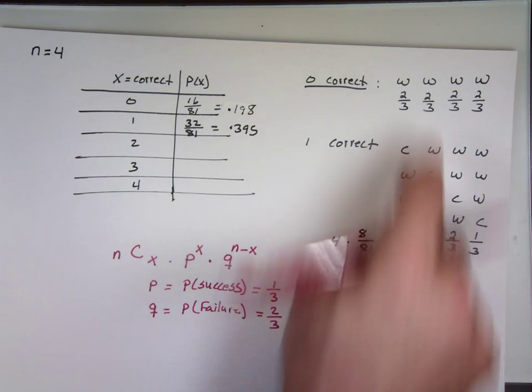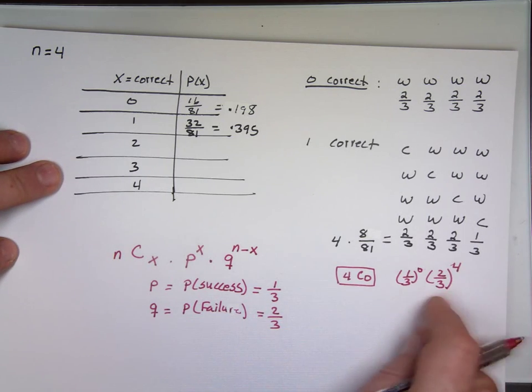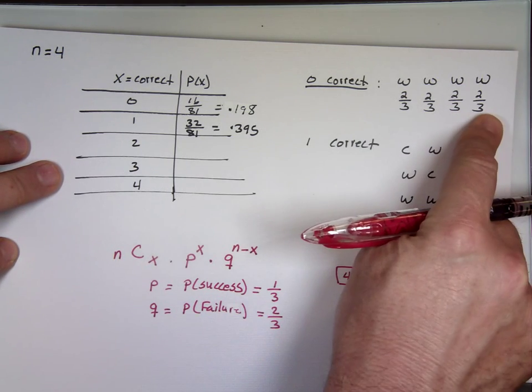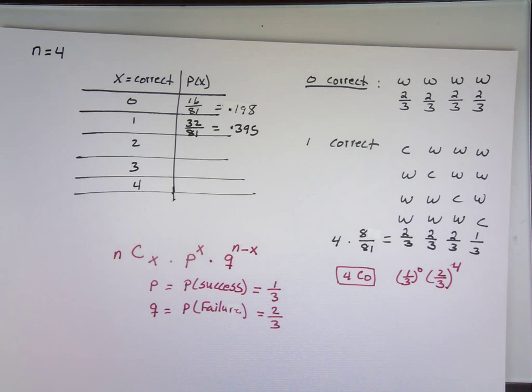C0, that's a 1, and this is the probability, 2/3 to the 4th. Isn't that what that number is? That's how you come up with that number. The next one, correct answer. This is what?